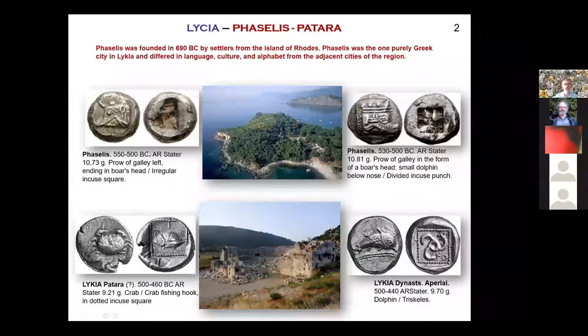It's usually a prow of a galley on one side, and then an irregular incuse square on the back. And as time goes by, the prow becomes more visible. It's in the form of a boar's head, a very distinctive symbol for the city of Phaselis.